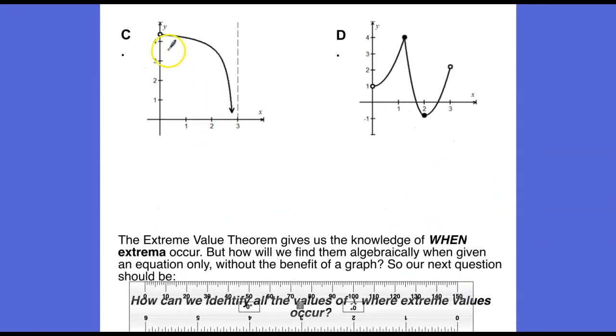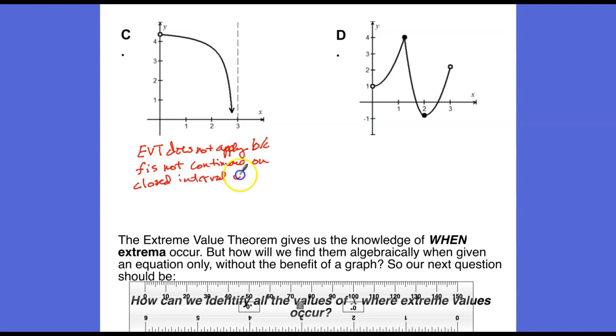Alright, in part C we have a function on the closed interval from 0 to 3, and we can see that we have a vertical asymptote located at x equals 3. We have a hole located at x equals 0. And our function is approaching negative infinity as x approaches 3. So let's see, what can we say here? The extreme value theorem does not apply because f is not continuous on the closed interval 0, 3.